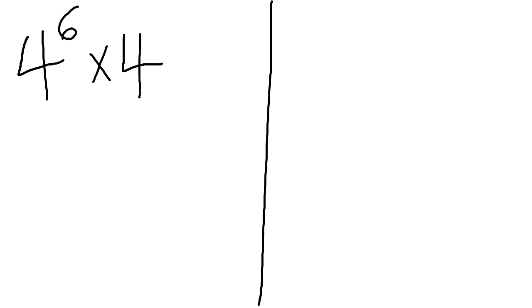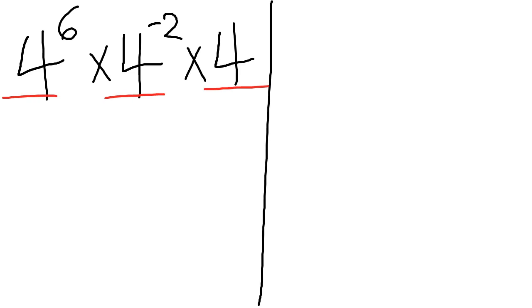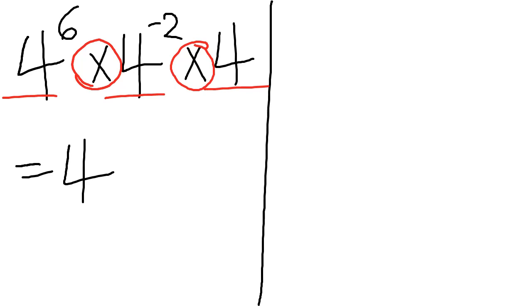Alright, let's look at our last type of question for this first law. What if we had something like 4 exponent 6 multiplied by 4 exponent minus 2 multiplied by 4? Well, you can have as many powers with the base of 4 as you want, but because they all have the same base, we know that our final answer will have a base of 4 and our exponents will still be added because all of the signs in the middle are multiplication.